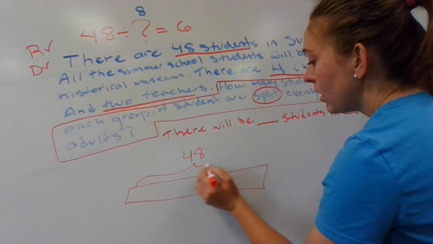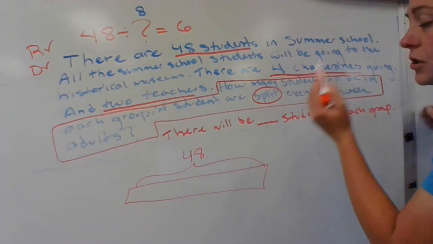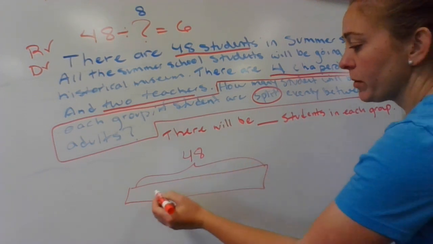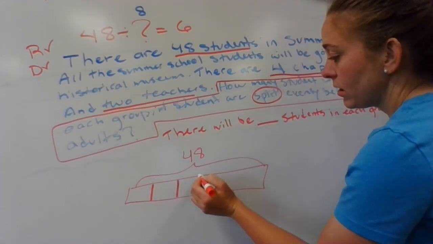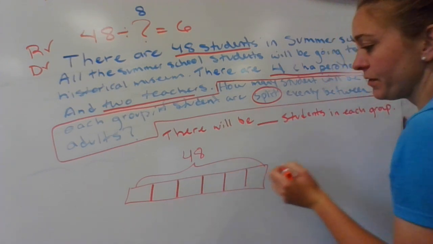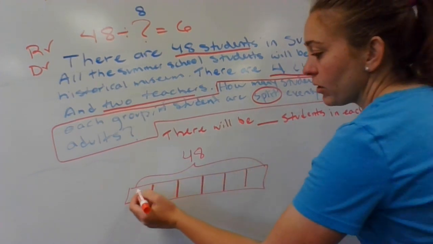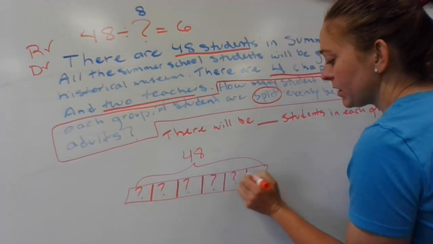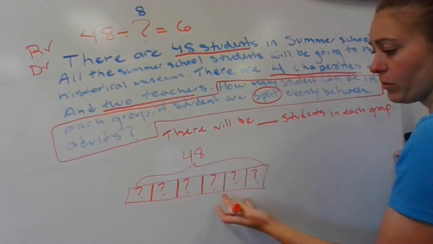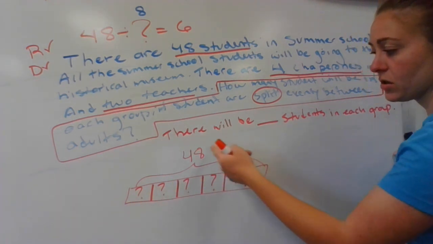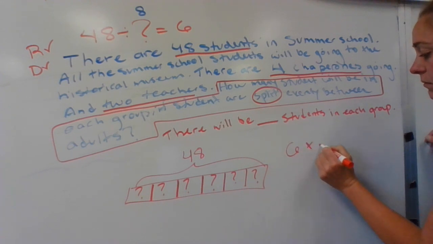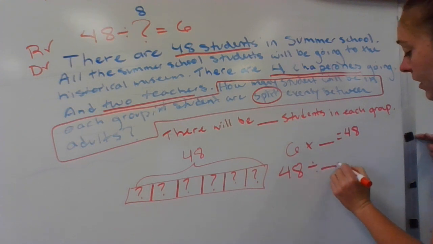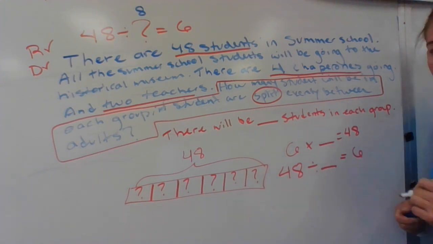And how many total groups do we have? We've got the 4 chaperones plus the 2 teachers gives us a total of 6 adults. So I'm going to group this into 6. 1, 2, 3, 4, 5, 6. Okay. And I'm looking for how many will be in each of those groups. This looks like multiplicative because I have the boxes showing the multiplying. 6 times something should be 48, or 48 divided by something equals 6.